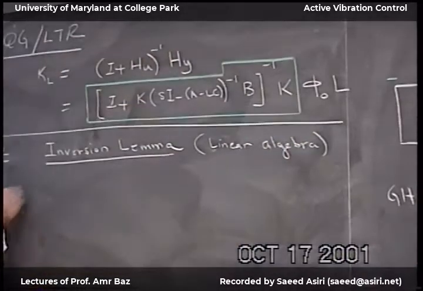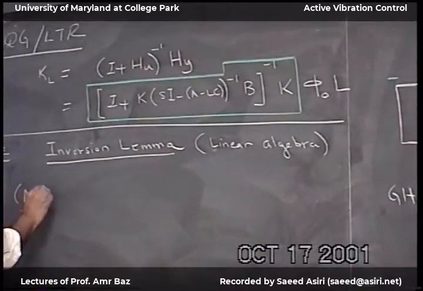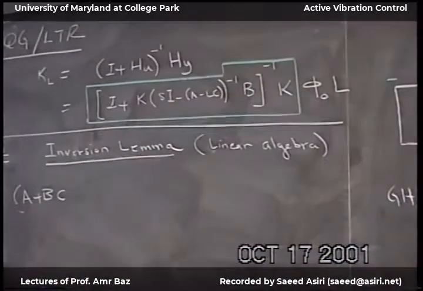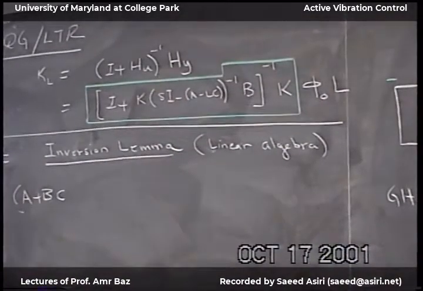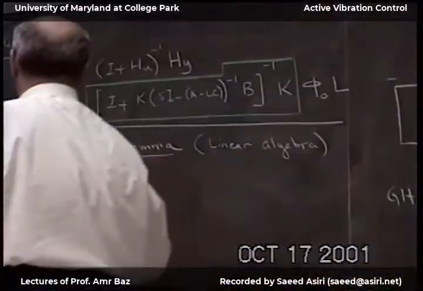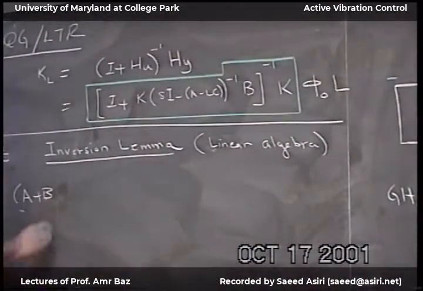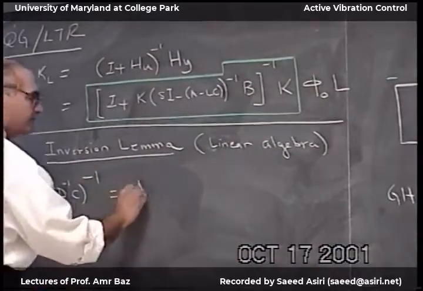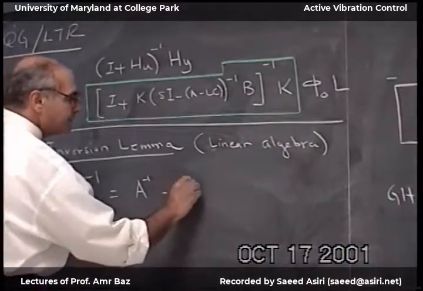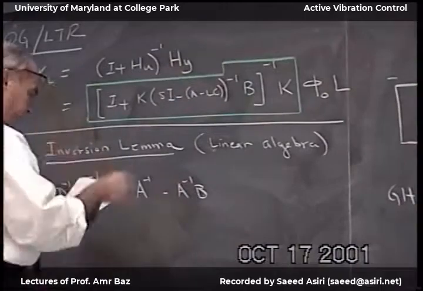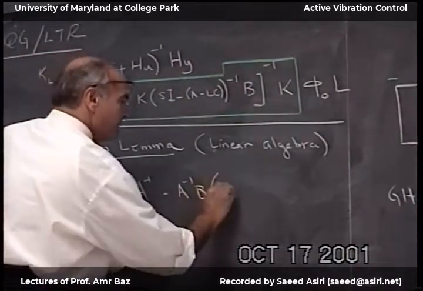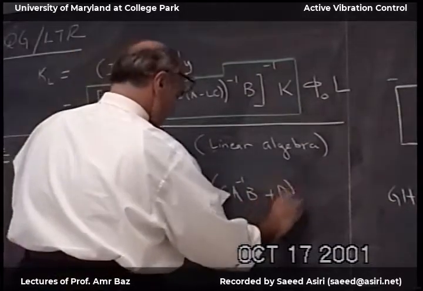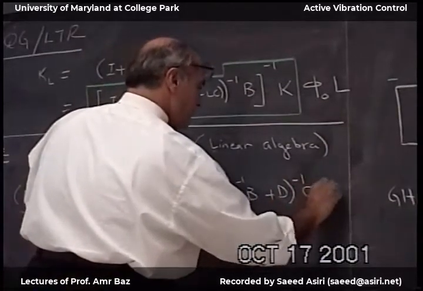And it says if we have A plus B times D inverse C, and the whole thing is inverse, so then this would equal to A inverse minus A inverse B, then D plus C A inverse B, inverse, C A inverse.